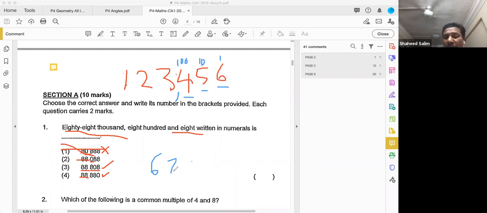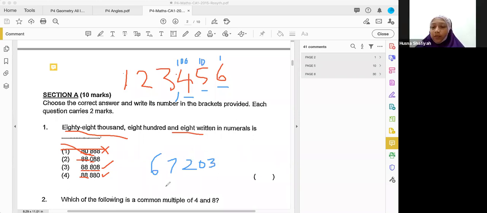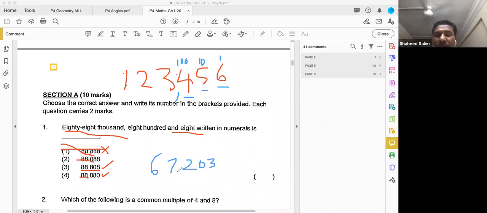Okay, we'll ask now Miss Shafia. Shafia, let's try. Shafia, what number is this? Come, unmute yourself, Shafia. 67,203. Yeah, 67,203.